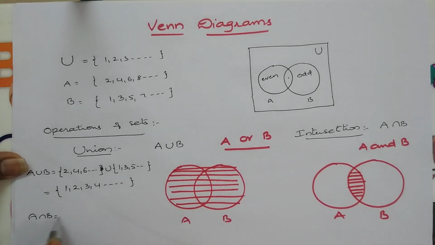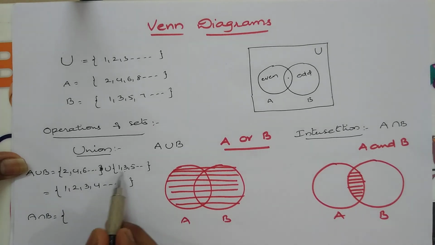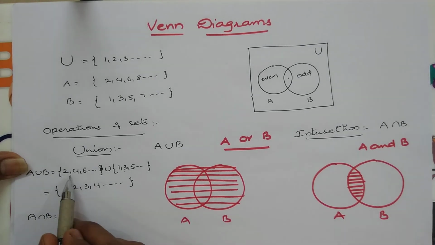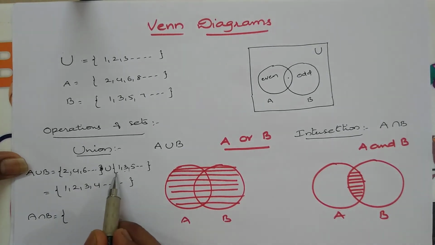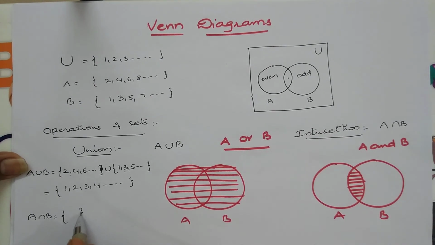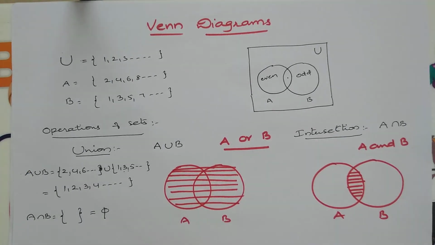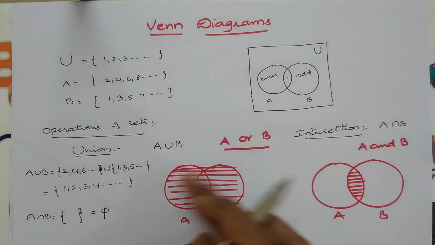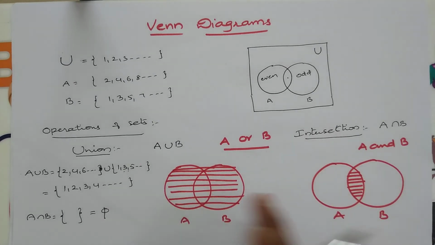Now, A intersection B is nothing but which are common. In these two sets, what are the common elements? Here all are even numbers, here all are odd numbers. So there is no common element. So it is the null, empty set. Okay. So when you take elements, you have to do like this. This is a rough Venn diagram. This is A union B, and this is A intersection B.